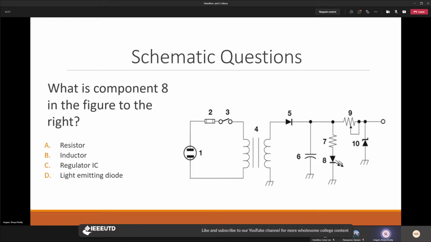Okay, so for the last question we're going to go over today, it reads, what is component 8 in the figure to the right? A, a resistor, B, an inductor, C, a regulator IC, D, a light emitting diode. So again, I'll give everyone 15 seconds to answer.